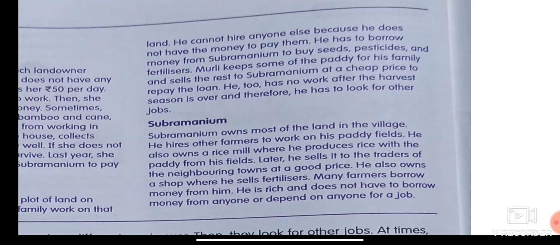And who is Subramaniam? Subramaniam owns most of the land in the village. Means he's a rich farmer. He hires other farmers to work on his paddy fields. He also owns a rice mill where he produces rice with the paddy from his fields. Later, he sells it to the traders of the neighboring towns at a good price. He also owns a shop where he sells fertilizers. Many farmers borrow money from him. He is rich and does not have to borrow money from anyone or depend on anyone for a job.